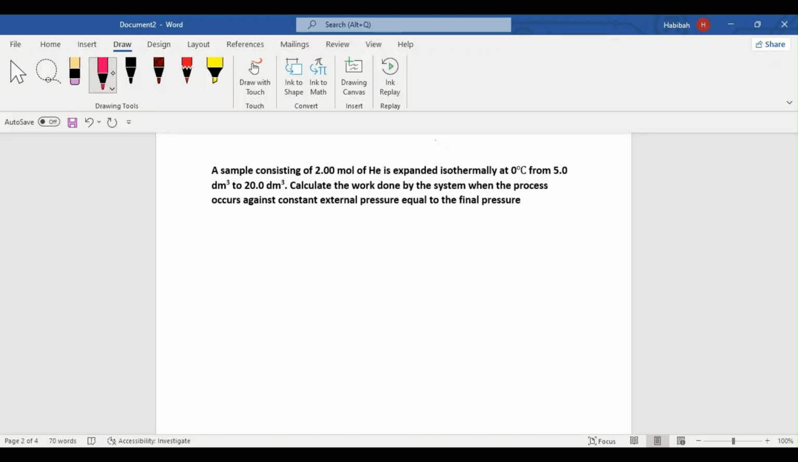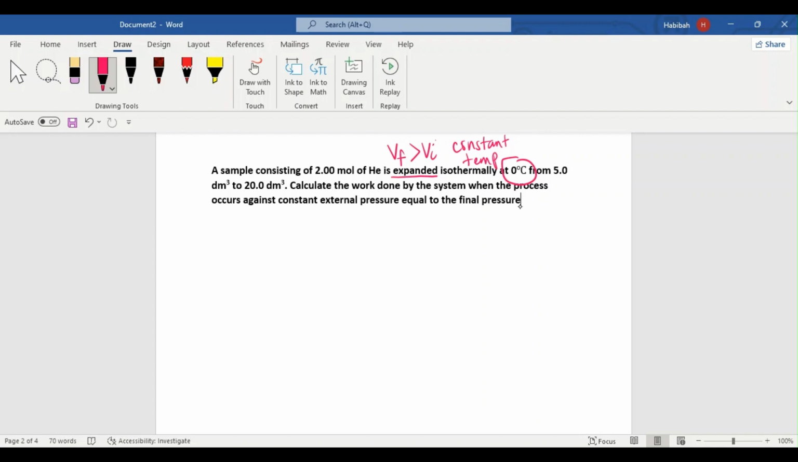Today we're going to be working on the question on the screen that says a sample consisting of 2.0 mole of helium is expanded isothermally. So isothermal expansion is what's going on here, which means V final is greater than V initial, since it's an expansion. This happens at constant temperature, where the change in temperature is zero, at 0 degrees. So the entire process occurs at a fixed temperature of 0 degrees. The volume goes from 5.0 dm cubed to 20.0 dm cubed.